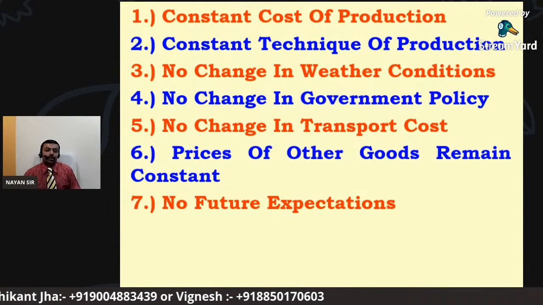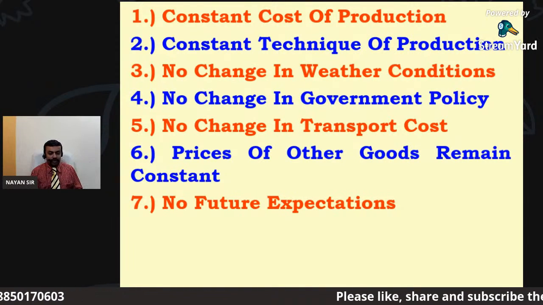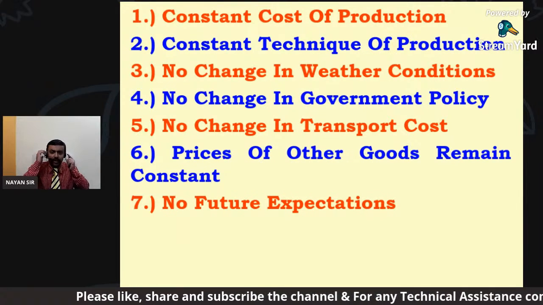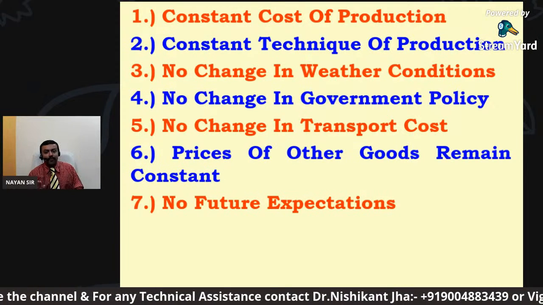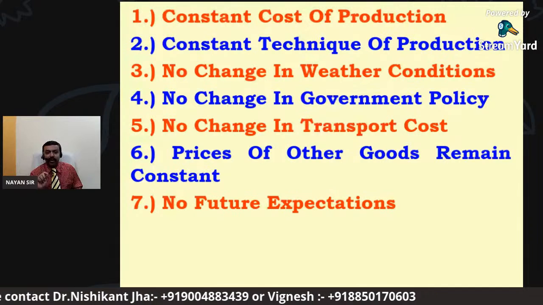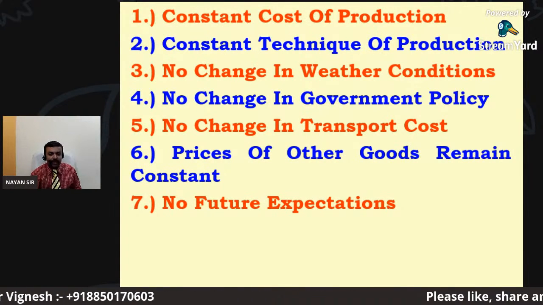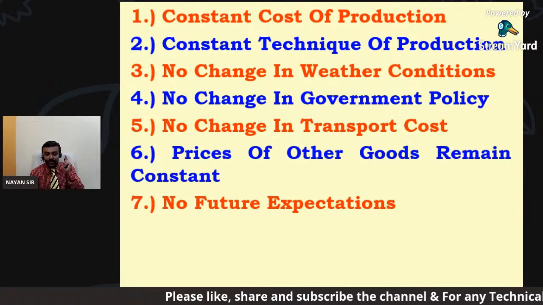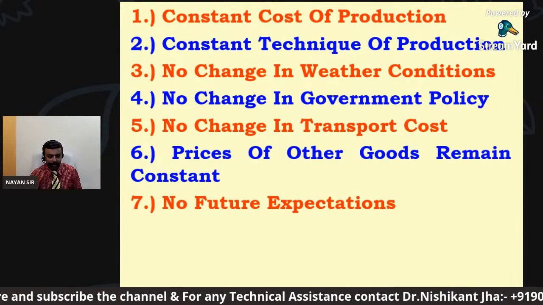Next, sixth, as you can see on the screen, is prices of other goods will remain constant. Sixth assumption is this: prices of other goods are assumed to remain constant. If there is a change in the prices of other goods, the law of supply may not hold true because the producer may transfer resources to the other products. Seventh and the last point is no future expectation. The law also assumes that the sellers do not expect future changes in the price of the product.